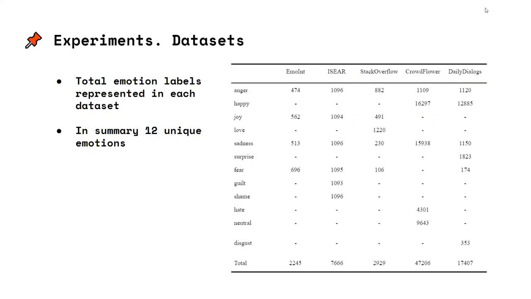Very interesting. I have a question. In what space do you classify emotions? What is the emotion space you work in? We are working with 12 emotions that were labeled by crowdsourcing in the datasets. These are base emotions that contain anger, happy, joy, sadness, fear, and other not so popular emotions in texts like guilt, shame, hate, neutral, and disgust. So we were working with these labels, and they were labeled in the dataset by crowdsourcing.